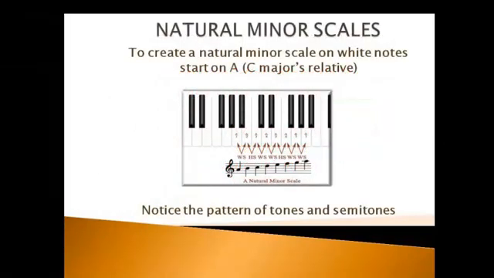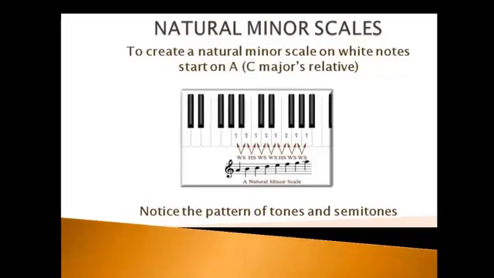Today we're looking at the natural minor scale. One thing that's really important to remember is all of our minor scales have relatives. The minor scales are related to our major scales. The minor scales are all 3 semitones lower than our major scale. So we're going to start by looking at a natural minor scale, and it sounds like this.